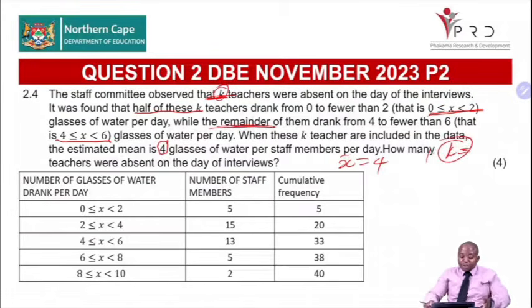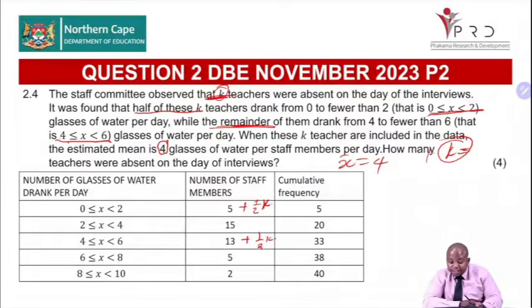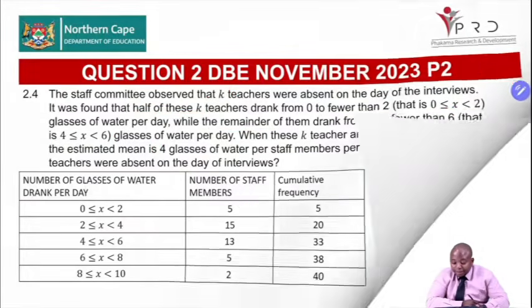Now let us interpret this question and understand what it means. We are told that these K teachers, half of them, drank from this part, so half of them were here. So this is half of K teachers. They drank from 0 to fewer than 2. And they said the remainder, remember, to make K, it is half plus half, which is going to give us K. So the remainder drank from 4 to fewer than 6, then plus again 1 over 2 K. So this is how we are going to affect the value of K.